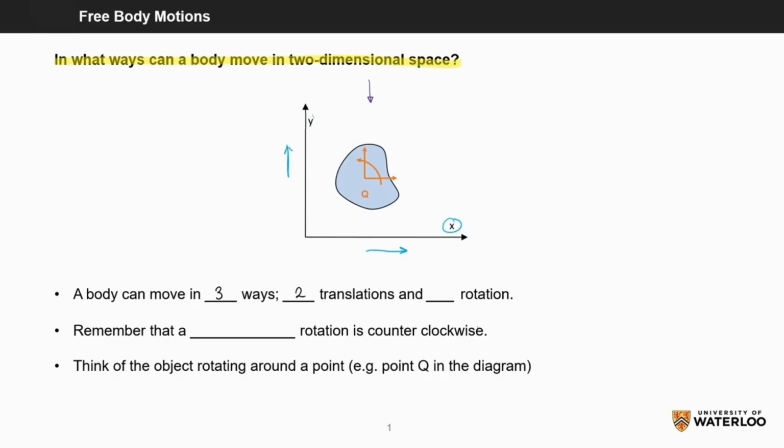movements along the x and y axis, and one rotational change about a fixed point. Recall that a positive rotation is counterclockwise. It is best to think of the object rotating around a specified point, such as point Q in the diagram.